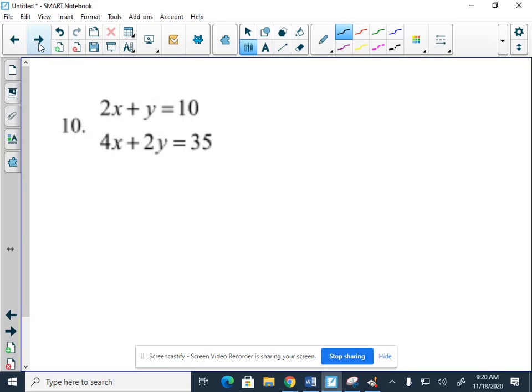Now I want you to go to number 10. Okay? Number 10 has different instructions. If you look at the instructions, it says we're going to solve using a specific method. We're going to solve by substitution. So on the 4 questions here, 7, 8, 9, 10, you have to do it by substitution, not by graphing.